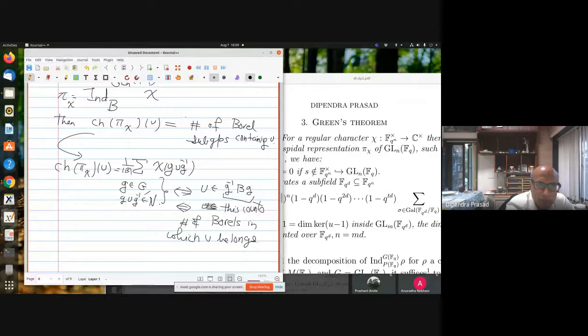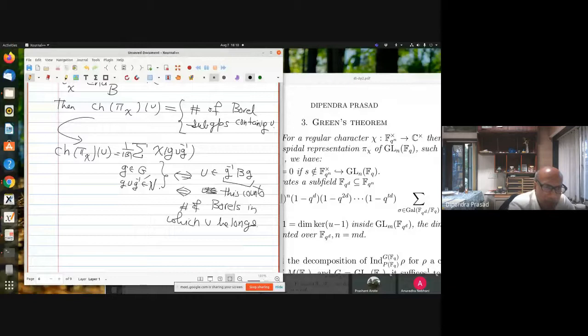I just wanted to take the occasion to point out that if you are given a unipotent element even in a group like GL_n, and you want to count how many Borel subgroups there are containing that unipotent, I think it's not a trivial problem. I have not tried doing this problem, but of course, if u is a regular unipotent, then there exists a unique Borel, and therefore this character at u is equal to 1, which one knows.